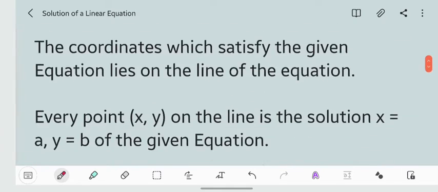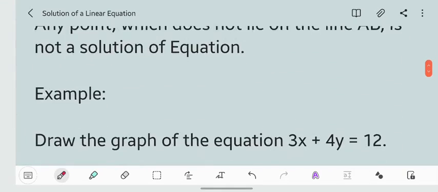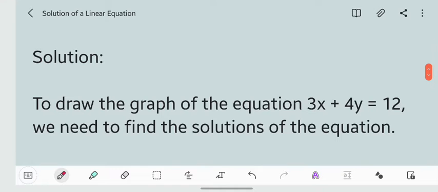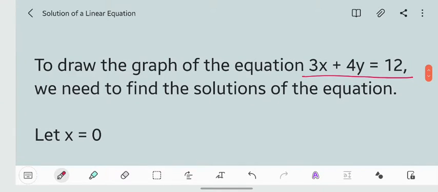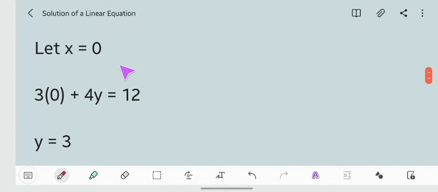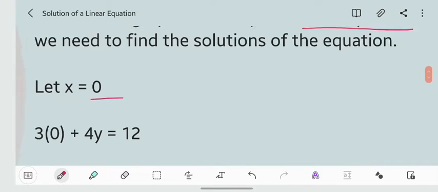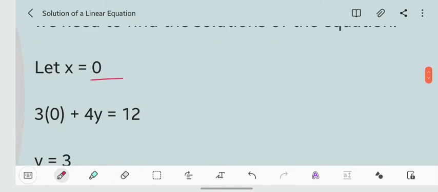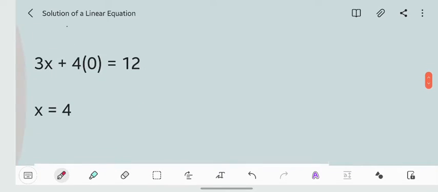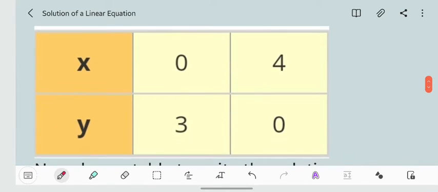So, drawing the Cartesian system first of all, and then writing the points. To draw the graph of 3x plus 4y equals 12, first of all we need to get the coordinates of the given equation, 3x plus 4y equals 12. By getting the coordinates, we have x equals 0, y equals 3, and 4 and then 0.